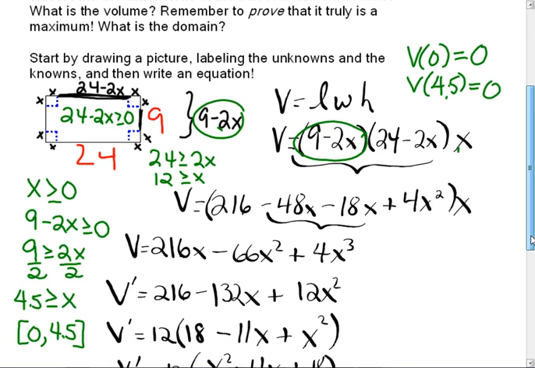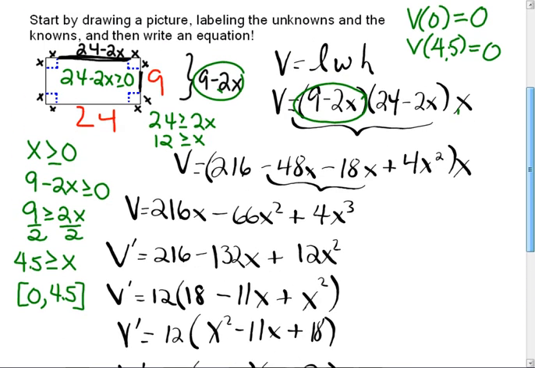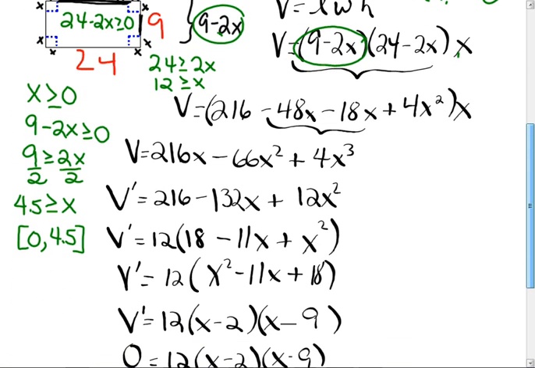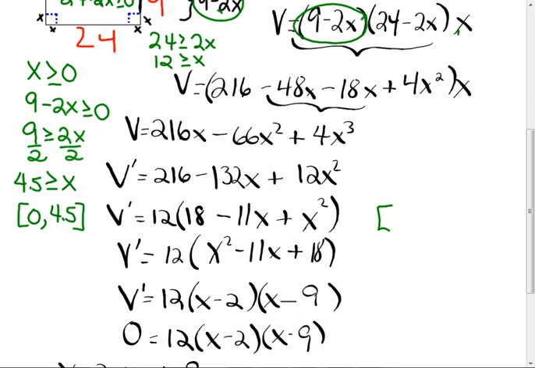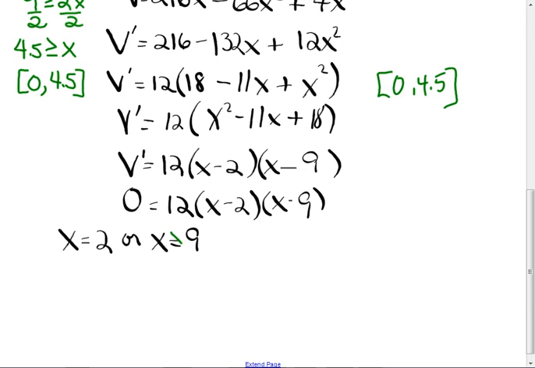So it either has to occur at 2 or 9. What's wrong with 9? Look at your interval. What's my interval? It goes from 0 to 4.5. Is 9 in my interval? Nope. So without even doing any more work, I know that gives me the maximum value.